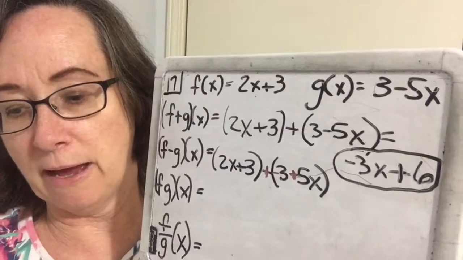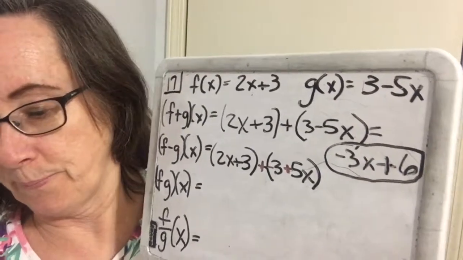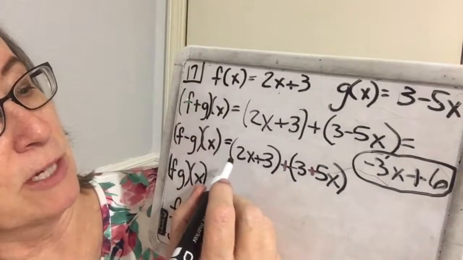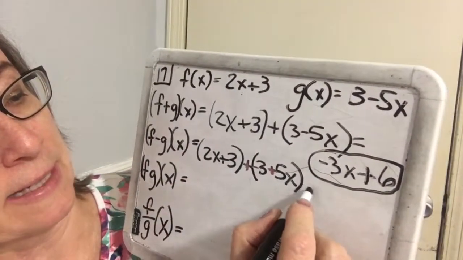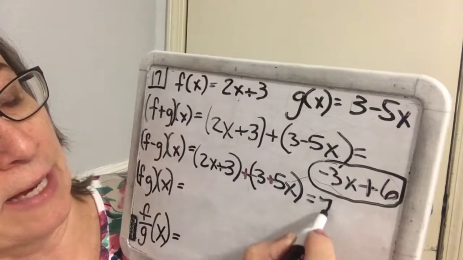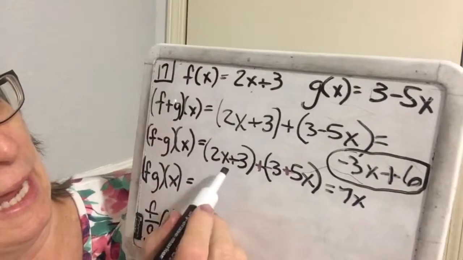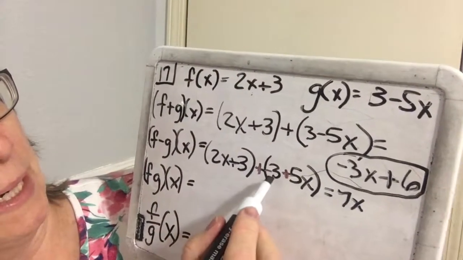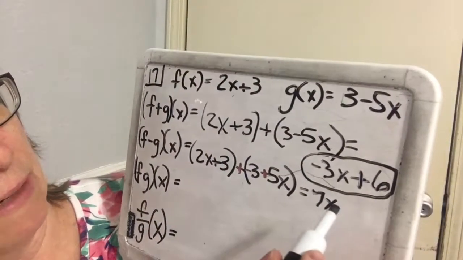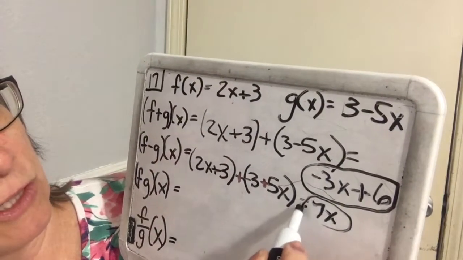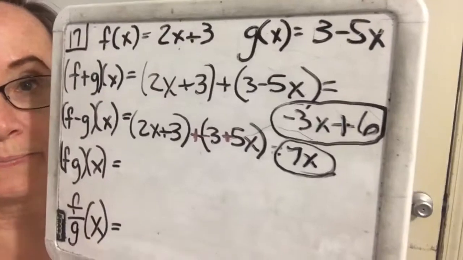Okay, so now when I add them, I'm going to have a 2x plus a 5x is a 7x, and a 3 minus a 3 goes to 0, so that answer is just 7x.